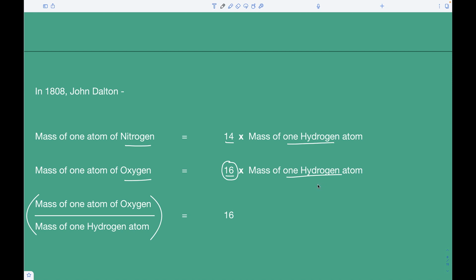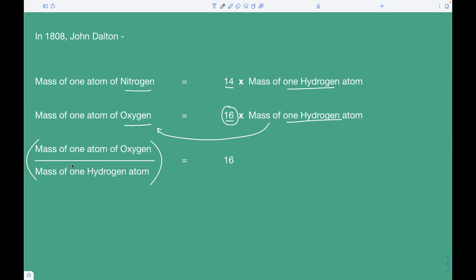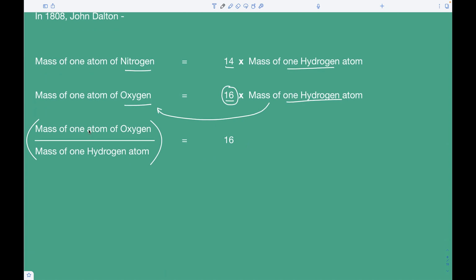Now you are all good at math. What would happen if we move this term to the left hand side? It goes into the denominator, and on the left hand side we will have this ratio, and on the right hand side we will be left with this number without anything next to it. So here we have a ratio between the mass of one atom of oxygen and the mass of one hydrogen atom. And John Dalton called this ratio atomic weight. And it is equal to 16 for oxygen.